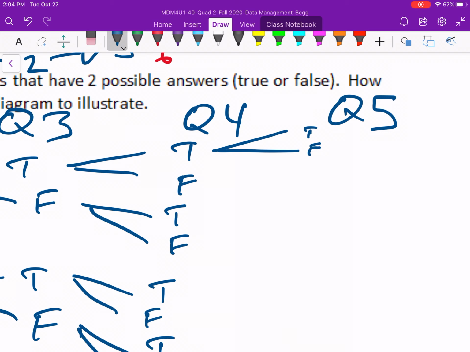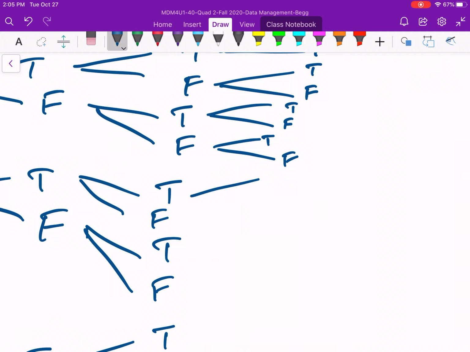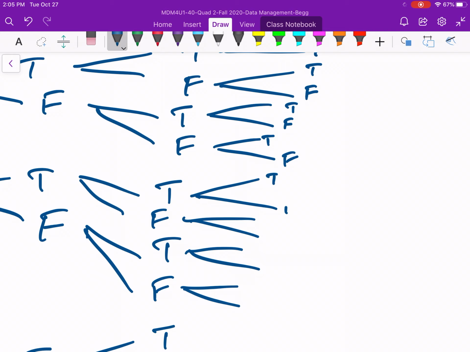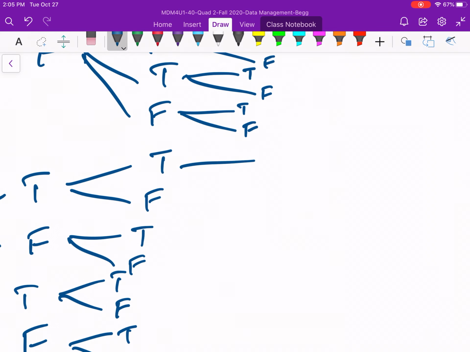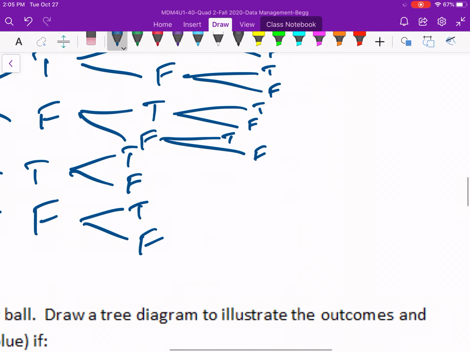True, false. Let's draw a bunch of branches to start with. True, false, true, false, true, false. I'll do them in groups of 4. And one more group of 4 should do it.